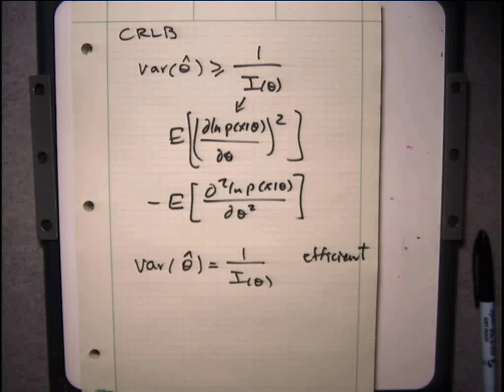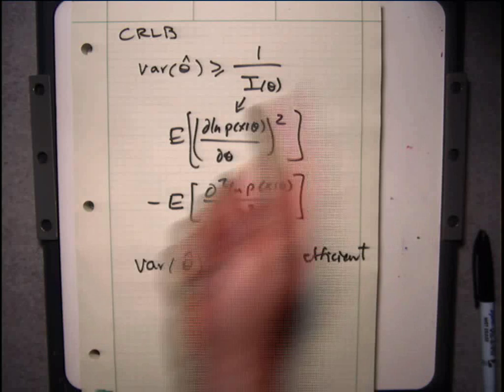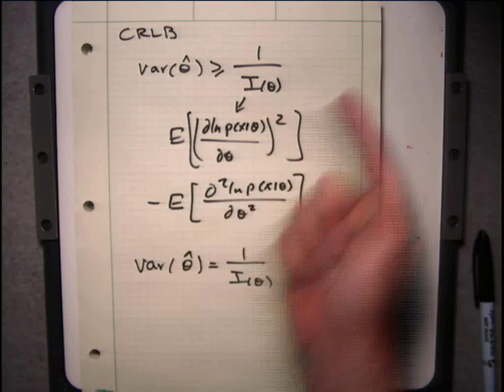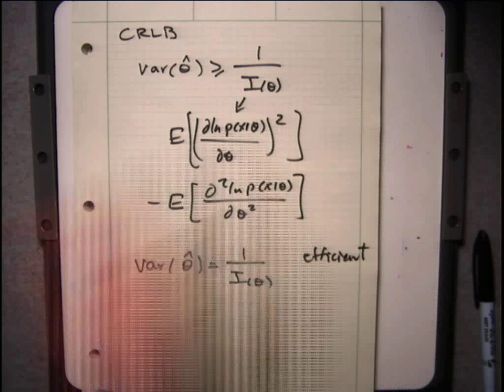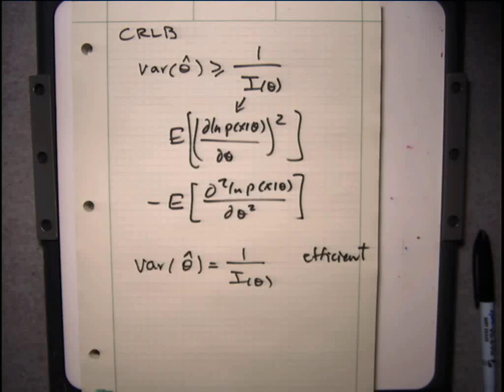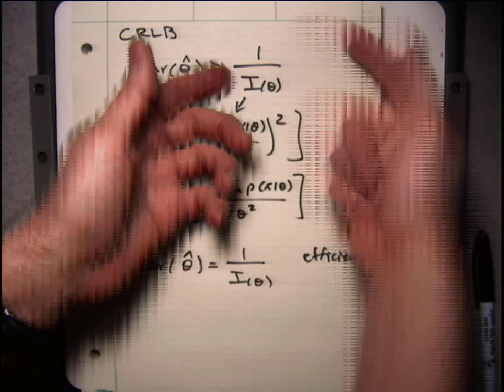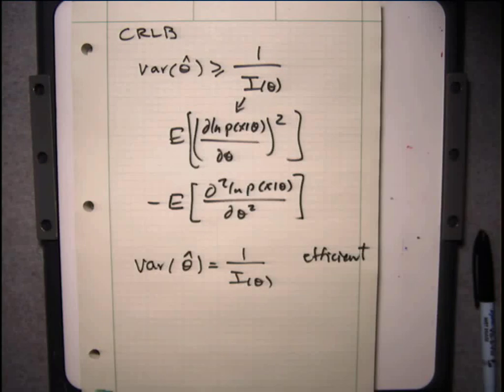Right, so in that case, efficiency is defined not by this expression, however, it is defined by the expression that involves the bias as well. So if you want to call a biased estimator efficient, then it has to achieve not this bound, but the corresponding bound that has the bias term in it as well. Okay? That's just the definition.